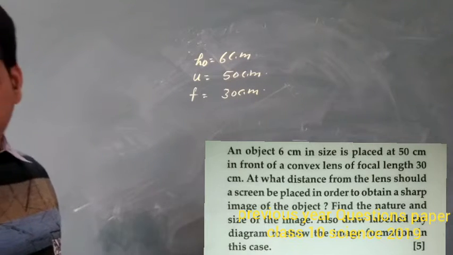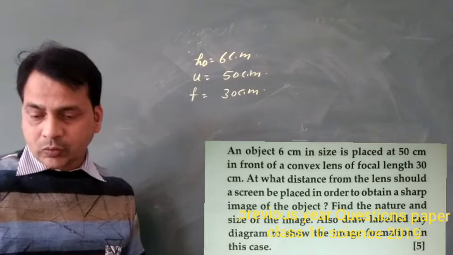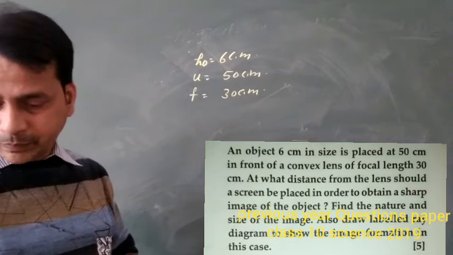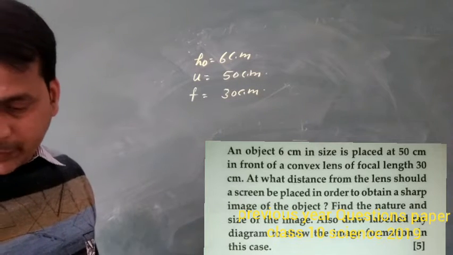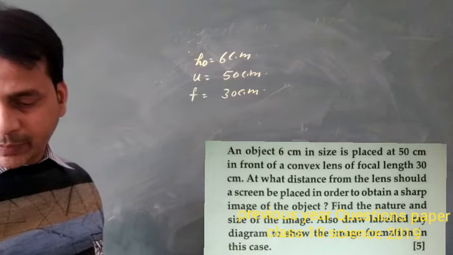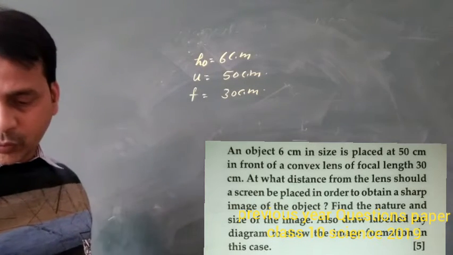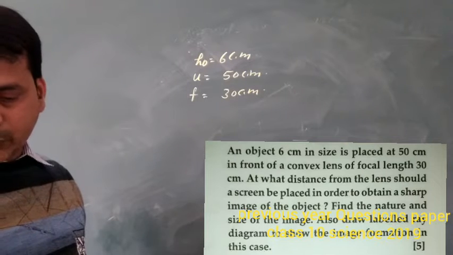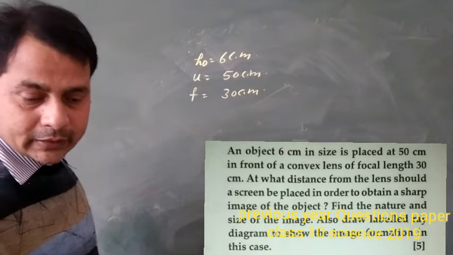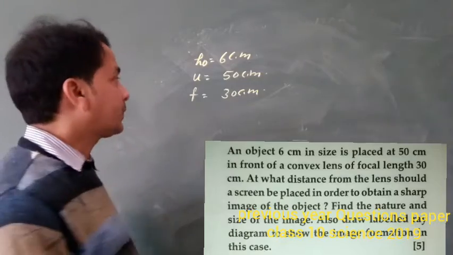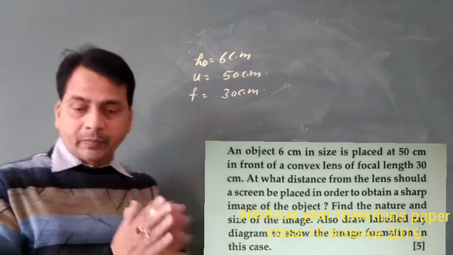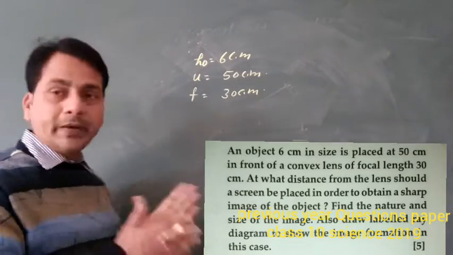At what distance from the lens should a screen be placed in order to obtain a sharp image? Find the nature and size of the image. Also draw a labeled diagram to show the image formation in this case. According to this question, the first step is to find the image distance.